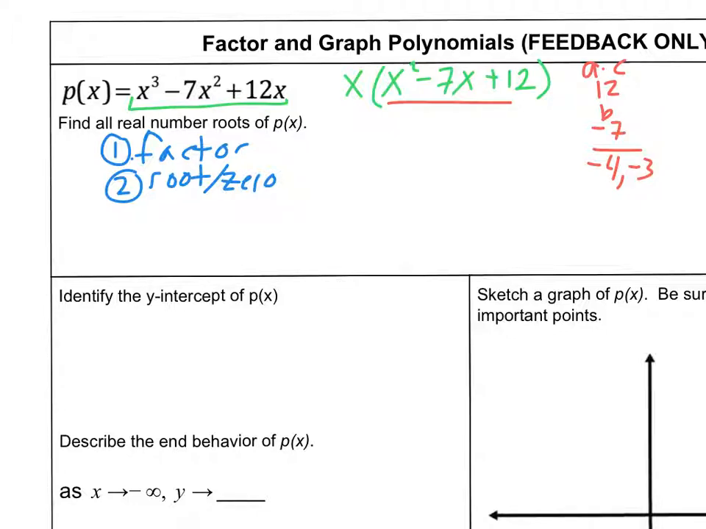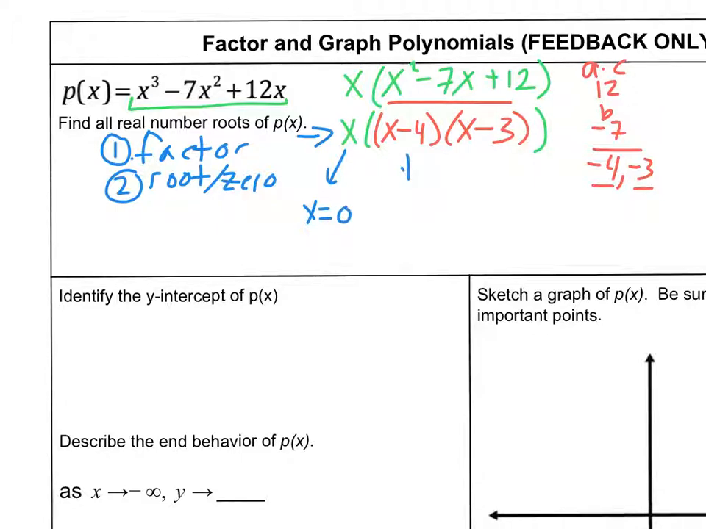Because we have a simpler problem, what we can do is just treat that as the things in parentheses. So we got x minus 4 and x minus 3. That gives us 3 answers. So this is fully factored. The first root or zero would be at x equals 0. The second would be at x minus 4 equals 0, which means that x is equal to 4. And the last one would be at x minus 3 equals 0, which means that x is equal to 3.